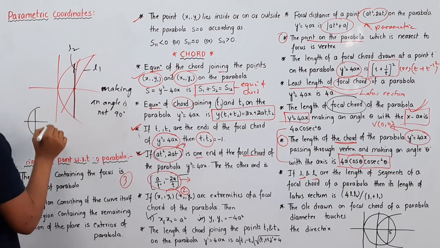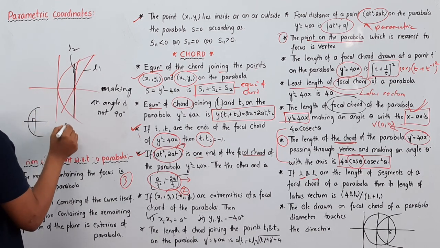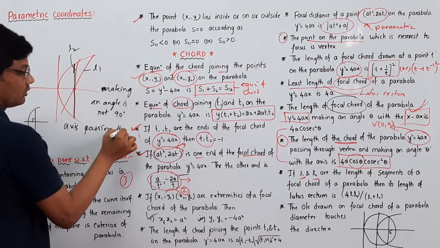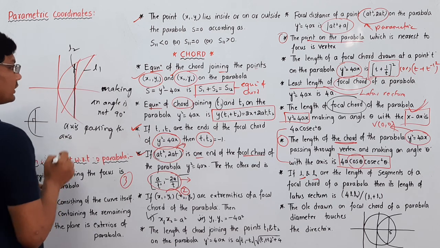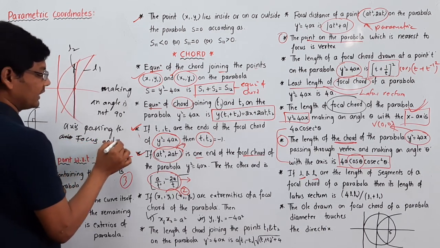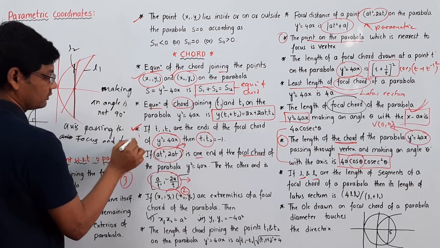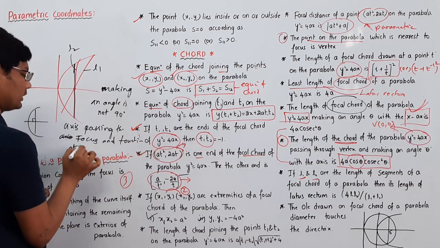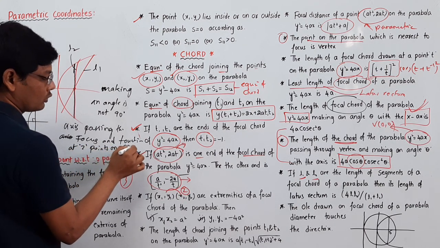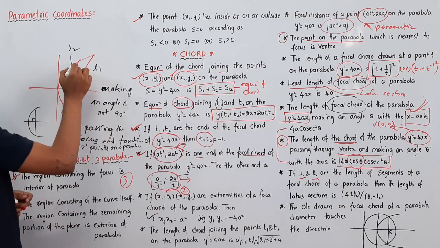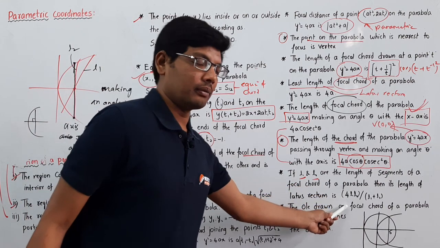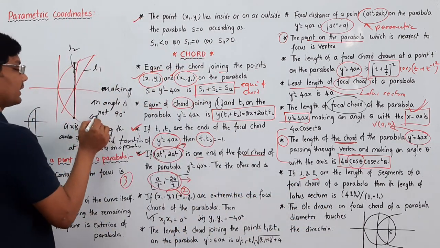The latus rectum is perpendicular to the axis, passes through the focus, and touches the parabola at 2 points. If you want to find the latus rectum length directly, generally the latus rectum length is 4 into a.